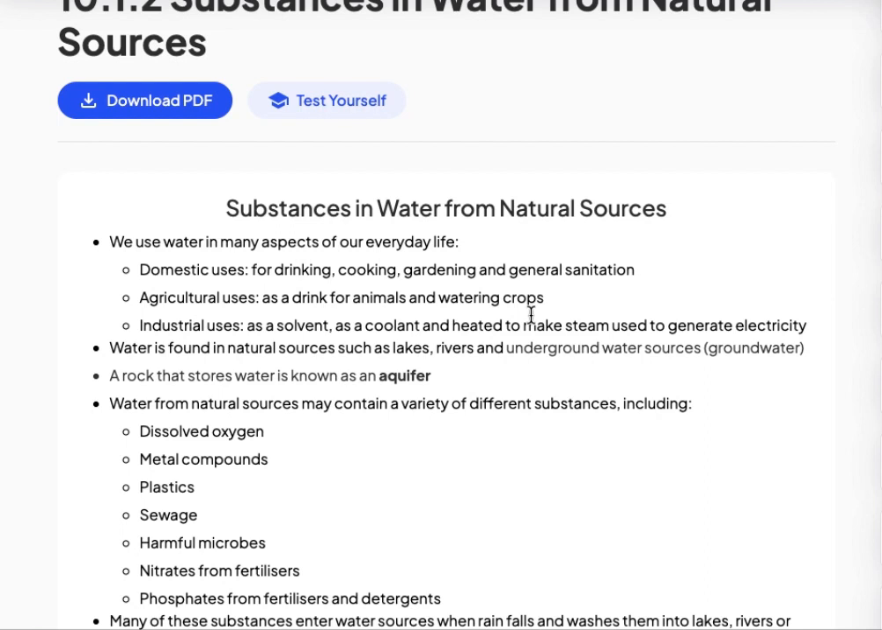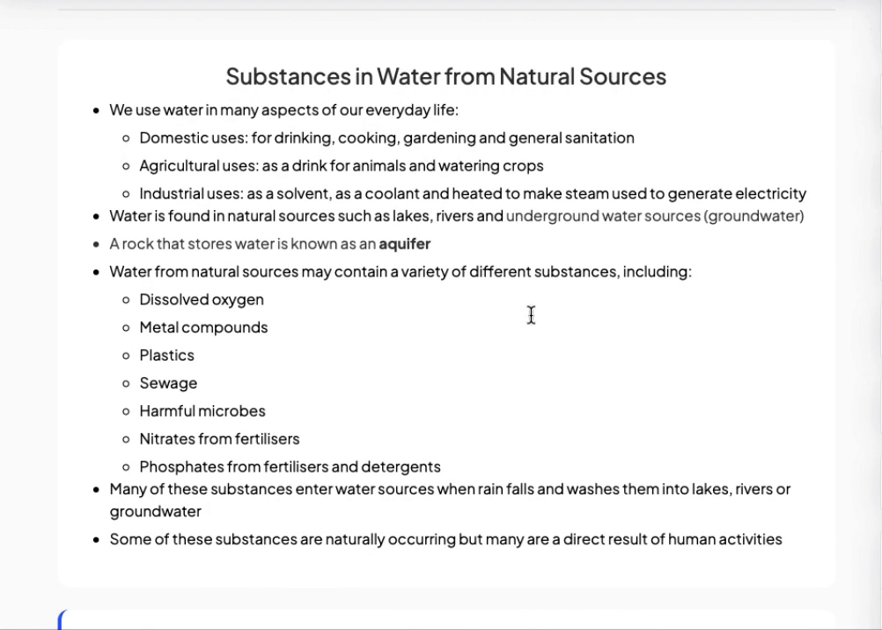Water from natural sources may contain a variety of different substances, such as dissolved oxygen. Water always has oxygen, right? There may be metal compounds sometimes in water, because the water runs through taps. You can find some metal compounds in such water. They may not be conspicuous enough for you to see, but they're there. You can find plastic in water, maybe in rivers, such as broken plastics.